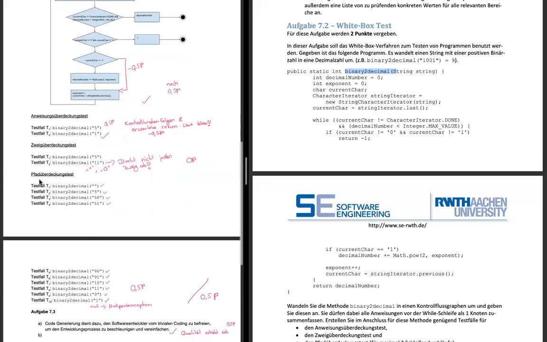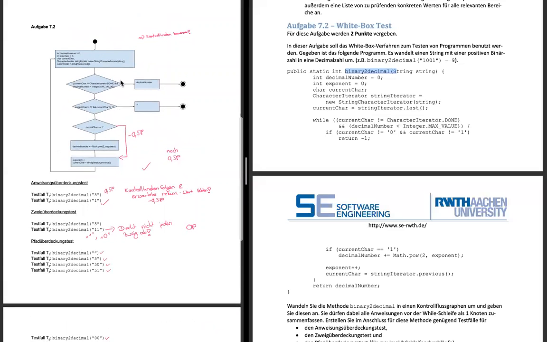Pfadüberdeckung is the most complicated test because you have to test every possible path you can take from start to finish. So that means you have to test literally this path, you have to test this path, you have to test this path.